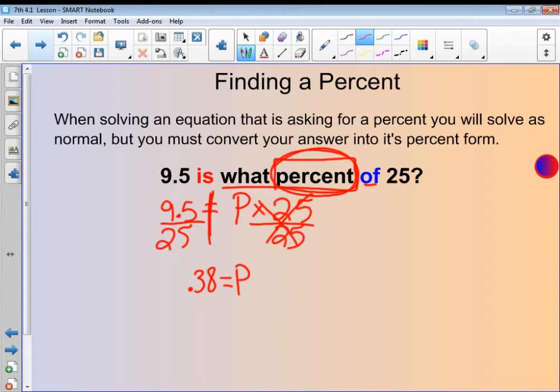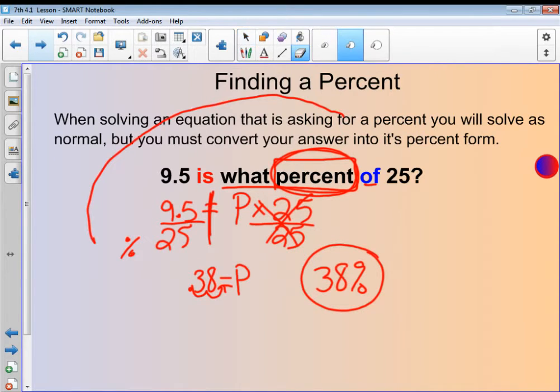Remember, a percent sign goes on the right side and it has two circles on it. So I'm going to move two places to where I would put a percent sign. So my final answer is 38%, not 0.38. Make sure that you're remembering to put it in that final format of the percent.